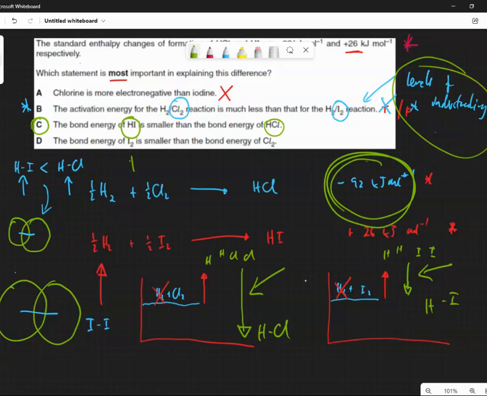Now, the bond energy of I2 is smaller than the bond energy of Cl-Cl. But why doesn't that really matter? It doesn't matter because this is the endothermic part. We're breaking these, and we want to know about the exothermic part.